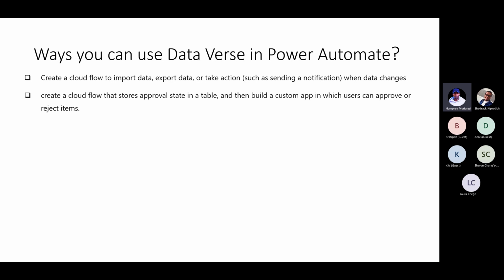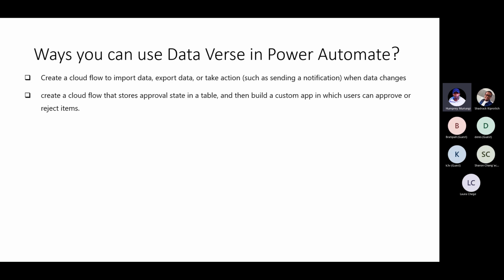So using Power Automate in Dataverse, you can create a flow to import data, export data, or take actions, maybe sending a notification when data changes in SharePoint. Then you can create a flow that stores approval state in tables and then build a custom app in which users can approve or reject items.